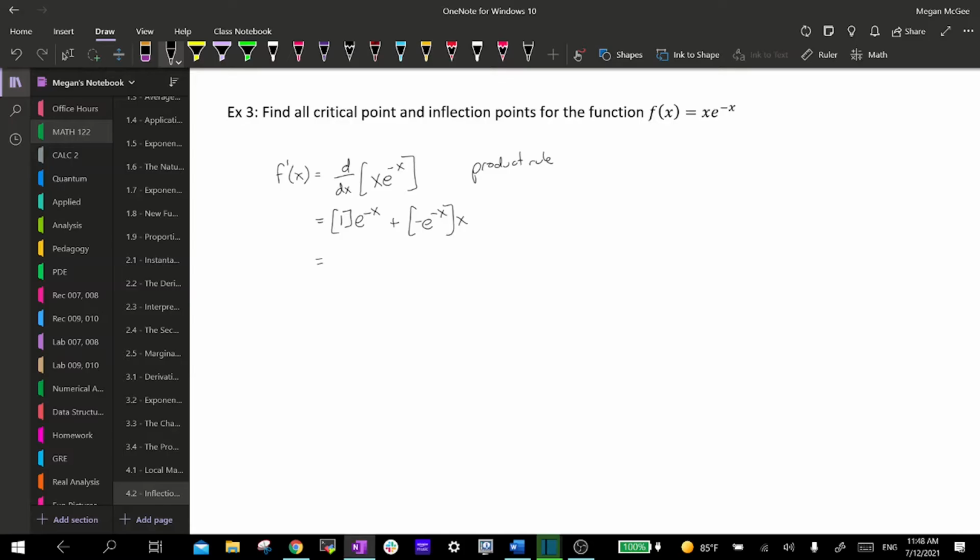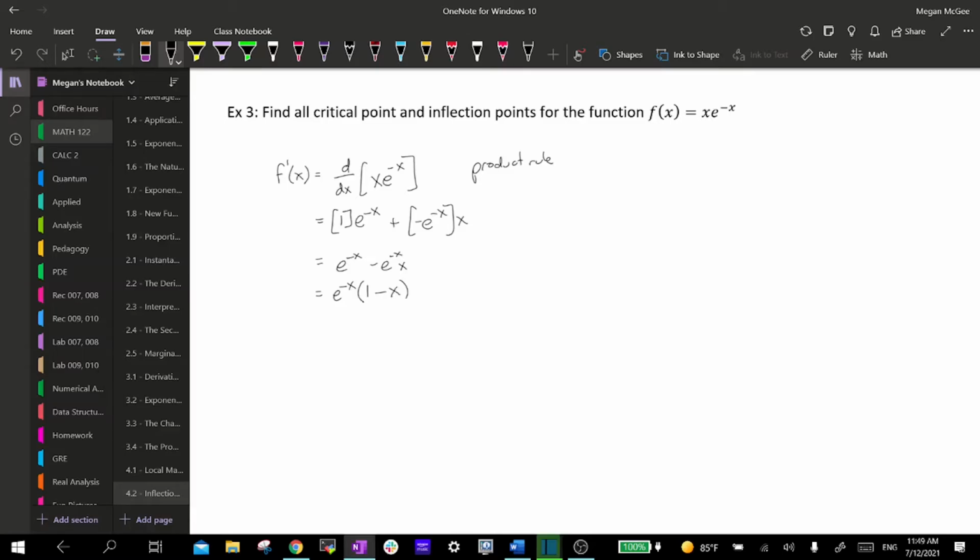So we end up with e to the negative x minus e to the negative x times x. And if we just want to clean this up, we can go ahead and pull out an e to the negative x and just be left with 1 minus x here. It just looks a little bit cleaner.